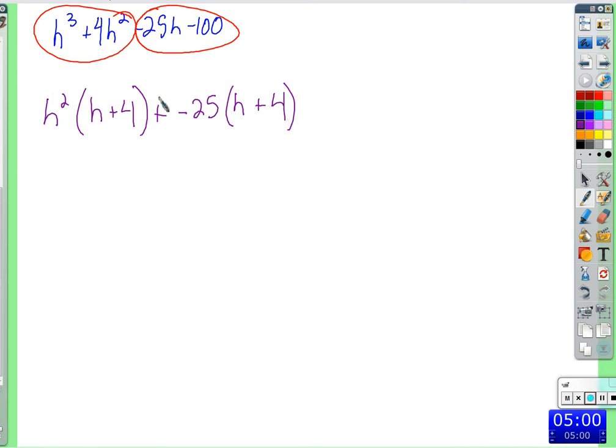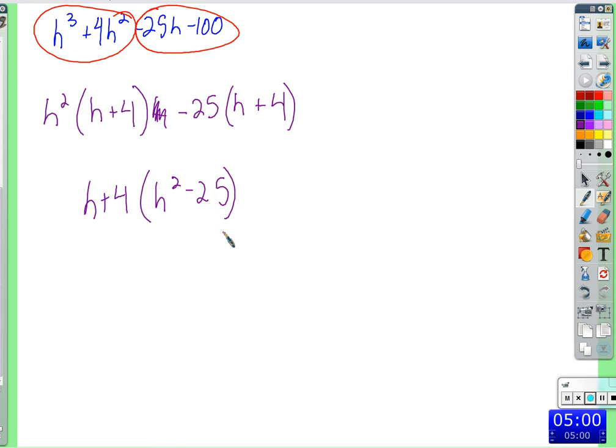Of course, now that it's negative, I don't really need to say plus a negative. I can just say minus. So we got this group minus this group. These two groups, do they have anything in common? h plus 4. We're left with h squared minus 25, yeah?